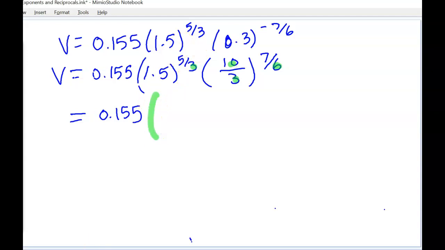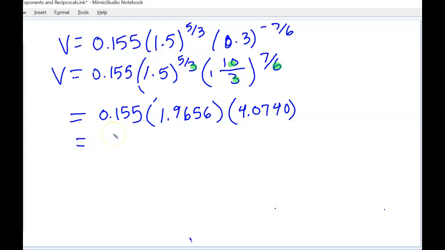So on my calculator, I'm going to plug in 1.5 raised to the power of, and make sure you put a bracket around the power, 5 divided by 3. And on my calculator, I get 1.9656 if I go to 4 decimal places. This guy here, you might want to type in 10 divided by 3 first, which is 3.33333, and then raise it to the power in brackets of 7 divided by 6. And when I do that, I get 4.0740.